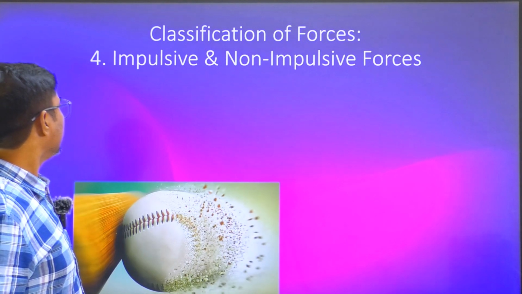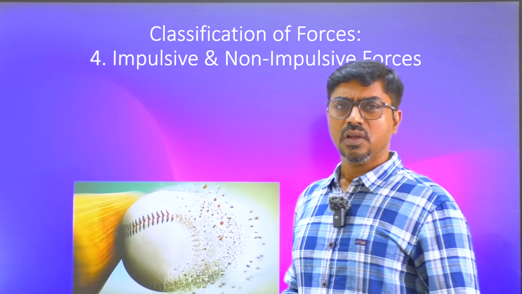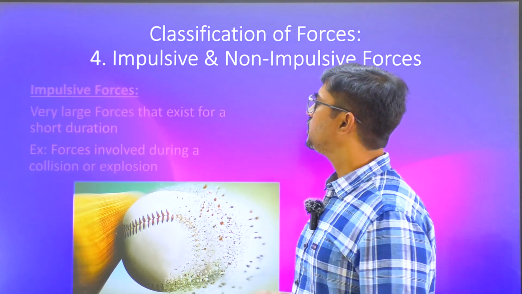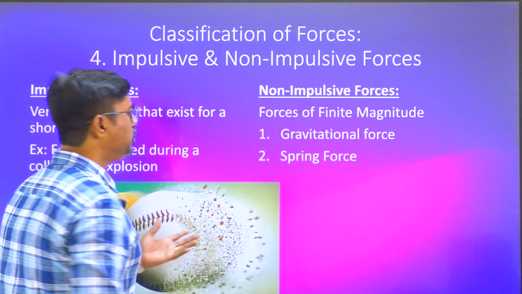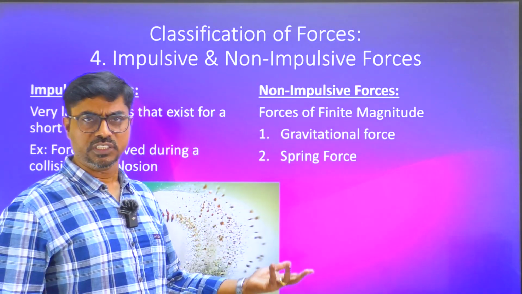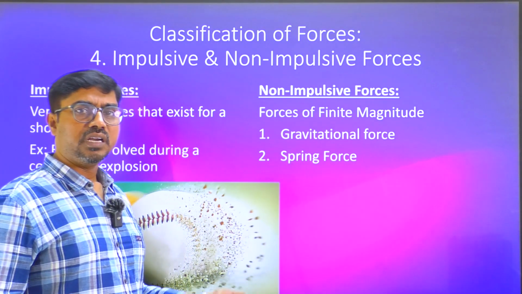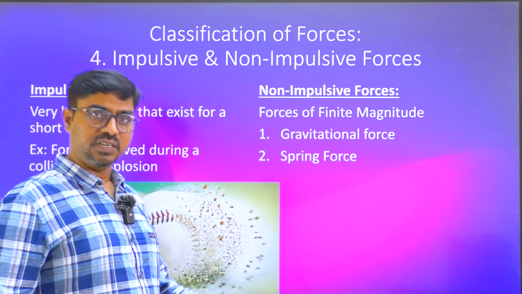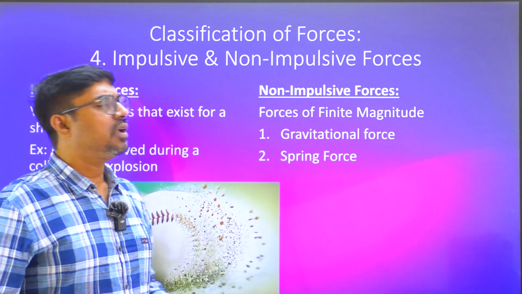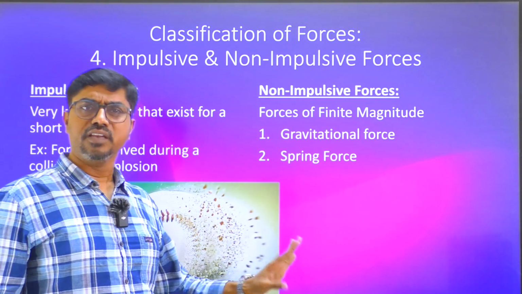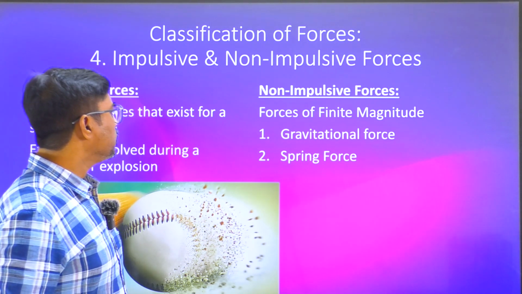So that's one categorization. Next one is impulsive and non-impulsive force, especially when you are dealing with collisions where a huge amount of force acts for a very short duration. Such forces are called impulsive forces. Non-impulsive forces are finite forces which act for a long duration. For example, gravitational force has been acting on you even before you are born, and they will be acting even after the person is dead. So as long as the mass is present, there is a gravitational force. It acts for a long duration, but it is not very large. It's finite quantity. Gravitational force, spring force, these are the examples for non-impulsive forces there.